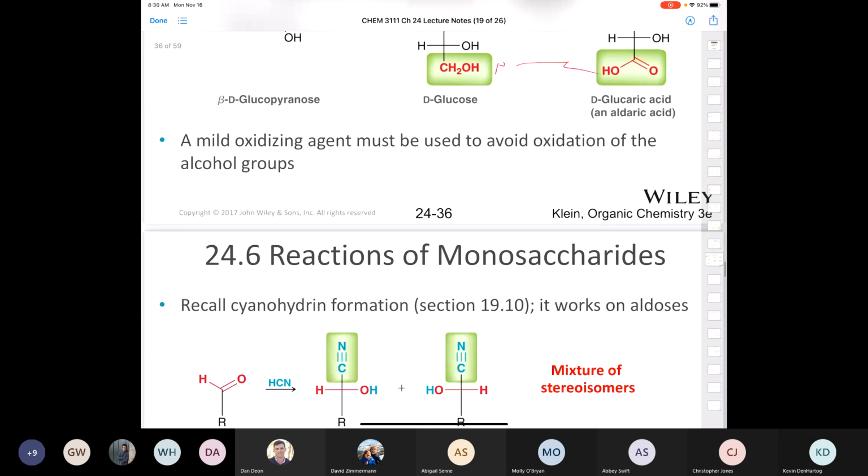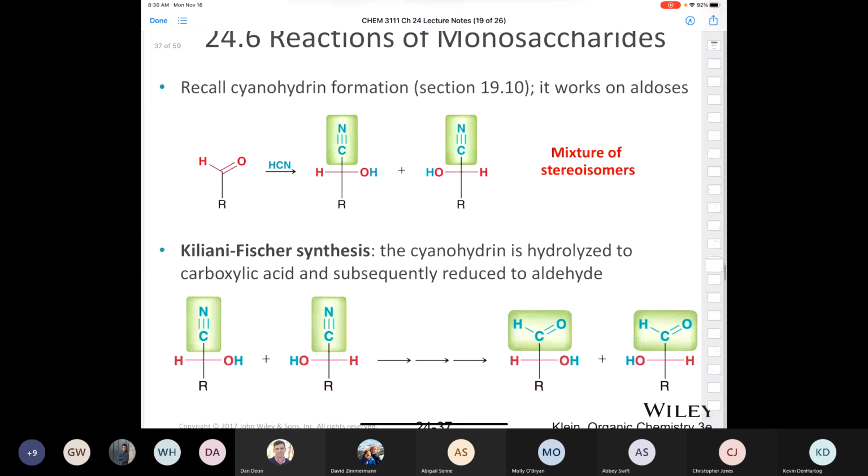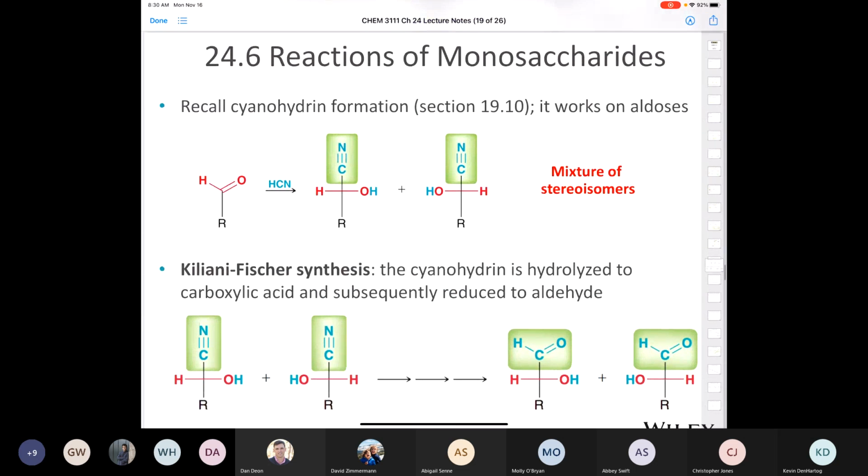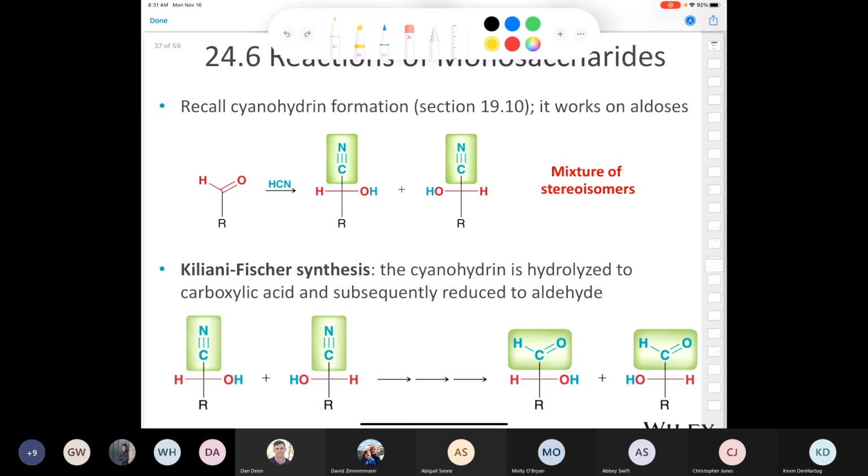Yeah, that's enough information. All right, the last couple reactions that we're going to learn in this section 24.6 deal with altering the carbon skeleton of our sugar. You guys probably remember cyanohydrin formation. This is something we looked at way back in chapter 10. If you take an aldehyde and treat it with hydrogen cyanide, you end up forming a cyanohydrin. So this is a cyanohydrin here.